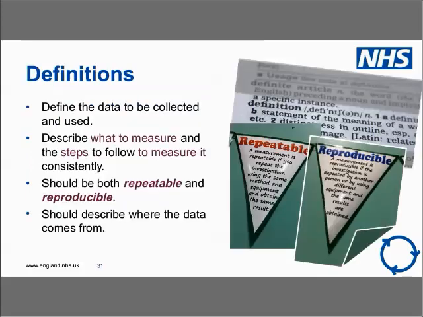So what have we got next to look at? Before we move on to look at some of these things and how we would use them and capture them on our form, we've got a little bit on definitions. If we're going to measure, then there are some things we need to know, which is what we're going to measure and how we're going to measure it. So that's what definitions are, basically a plan that tells us what to measure, the steps to measure it, and that should ideally be repeatable and reproducible.